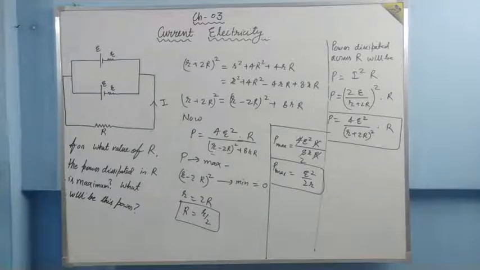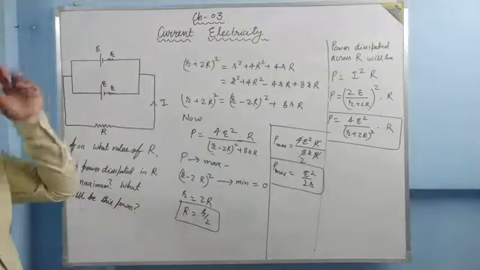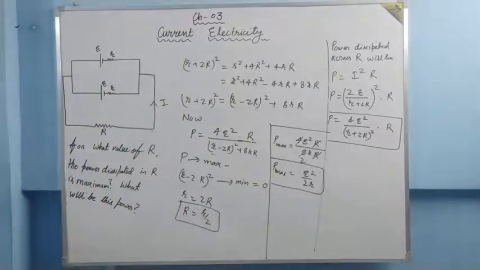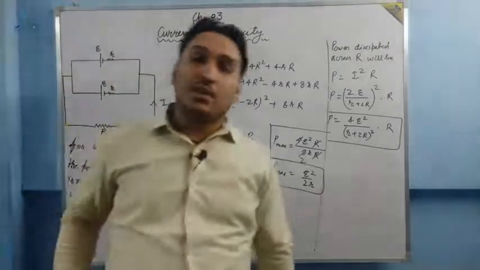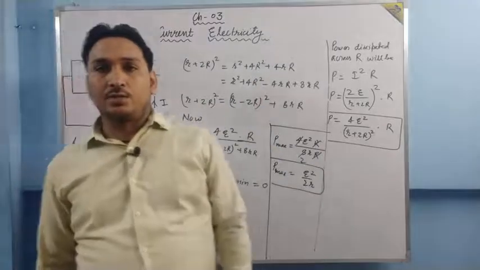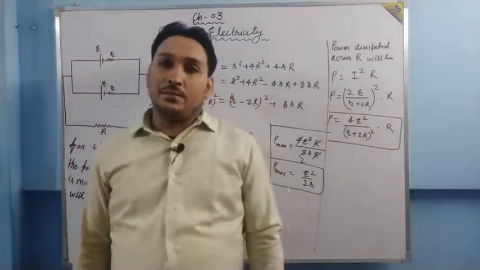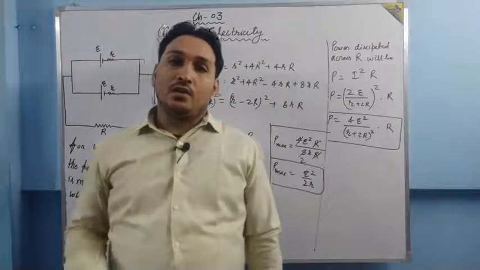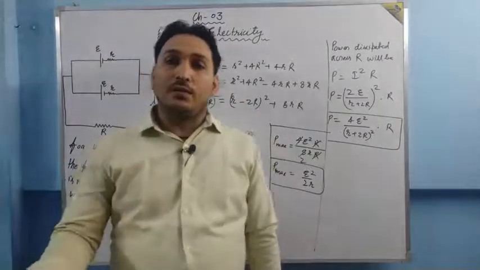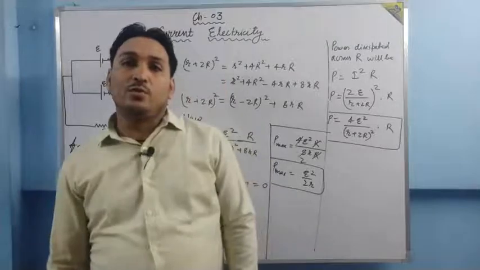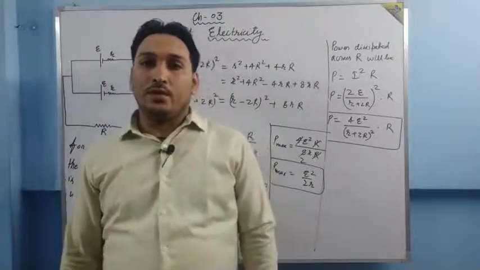This is the maximum power in the circuit, and for this value of capital R, the power dissipated across capital R is maximum. Okay, so this was the topic which was left, which was skipped, missed rather I should say. It was missed in chapter number 3. So now till chapter number 4 we have completed. Chapter number 5 will be starting from tomorrow. Okay, this is all for the day. Thank you.